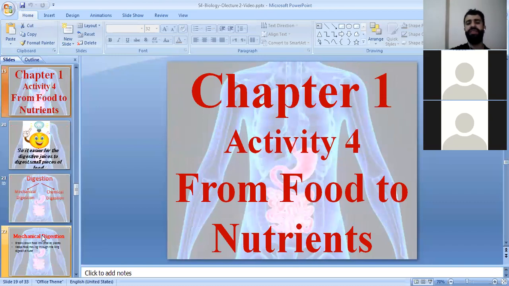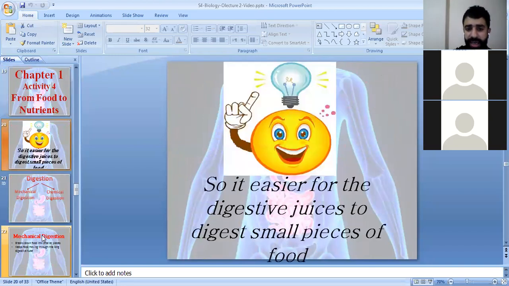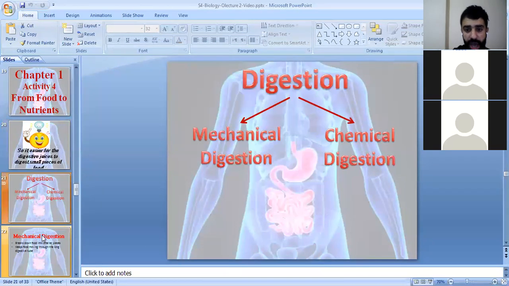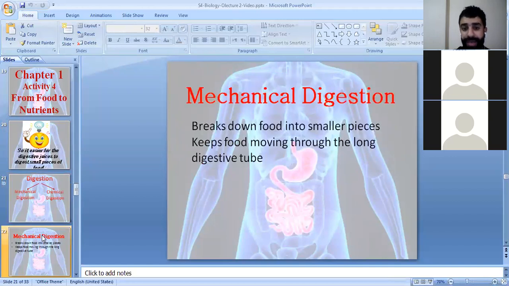Moving to chapter 1, activity 4, from food to nutrients. It's easier for the food to be digested into smaller pieces. So it's easier for the juices to help them to be digested into smaller pieces. We have 2 types, either mechanical or chemical. You took this in grade 7. So mechanical digestion breaks down food into smaller pieces, and it keeps the food moving along the digestive tube: mouth, esophagus, stomach, small intestine, large intestine, and then the anus.